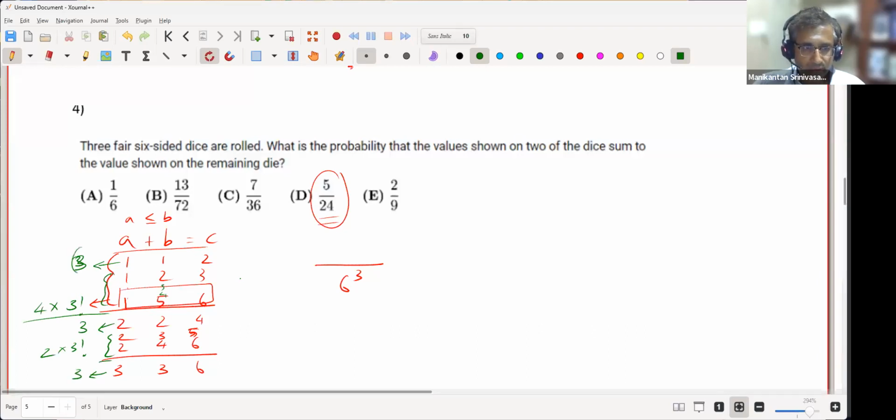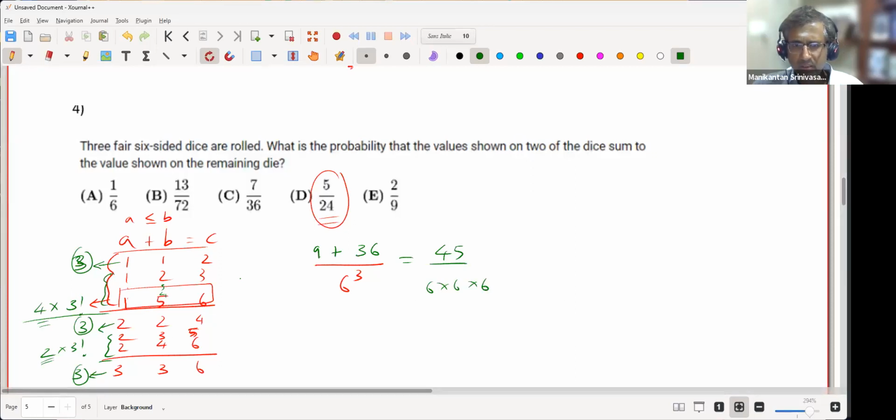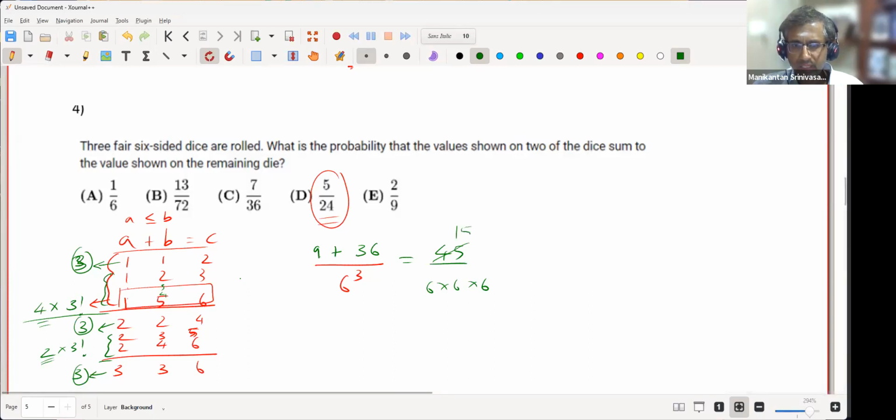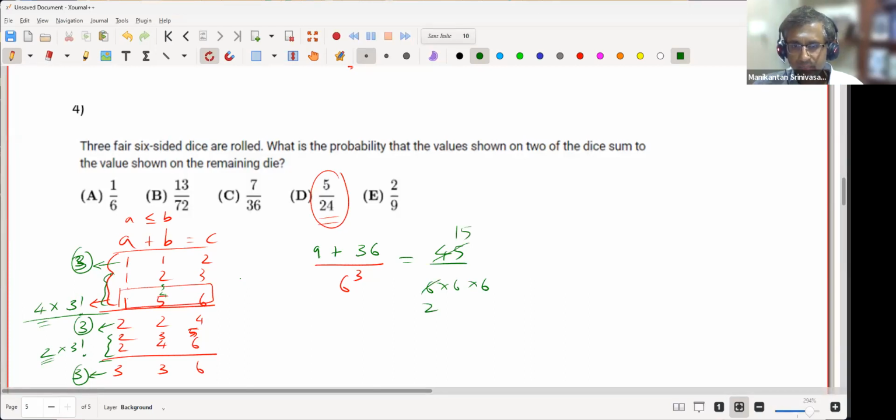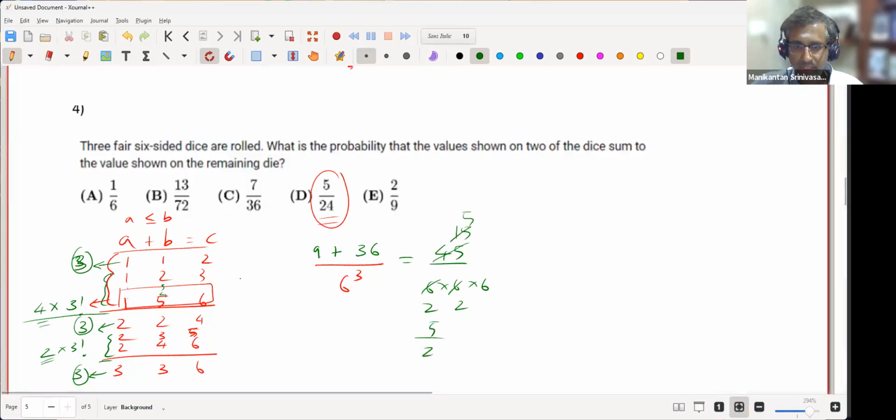So now just adding up. 3 plus 3 plus 3, which is 9. And then 3 factorial times 6, right? 3 factorial is 6, and 6 times 6 is 36. So it's 45 over 6 cubed. Hopefully that will simplify. Let's see. Does it simplify, guys? 3 goes 15 times, 3 goes 2 times, 3 goes 2 times, 3 goes 5 times. So 5 upon 24 indeed.